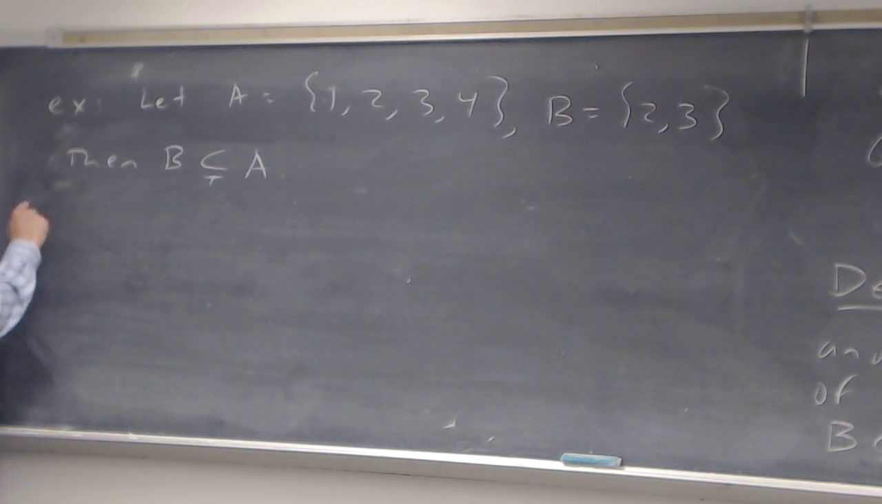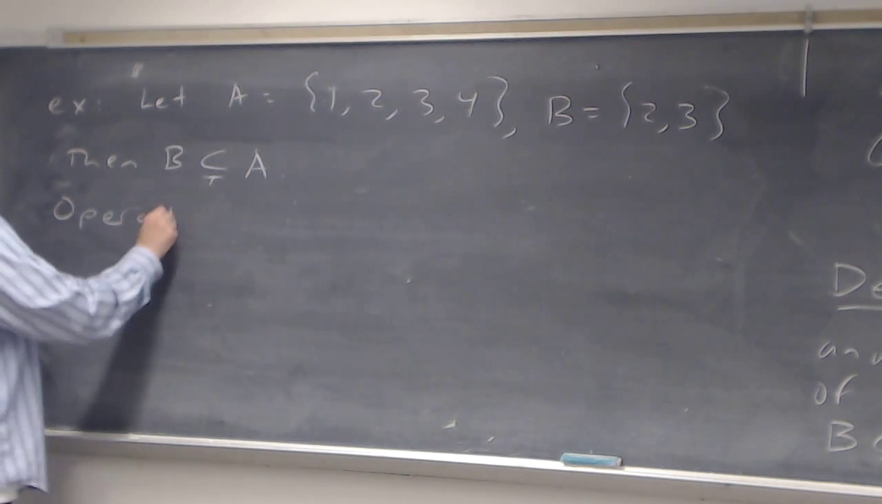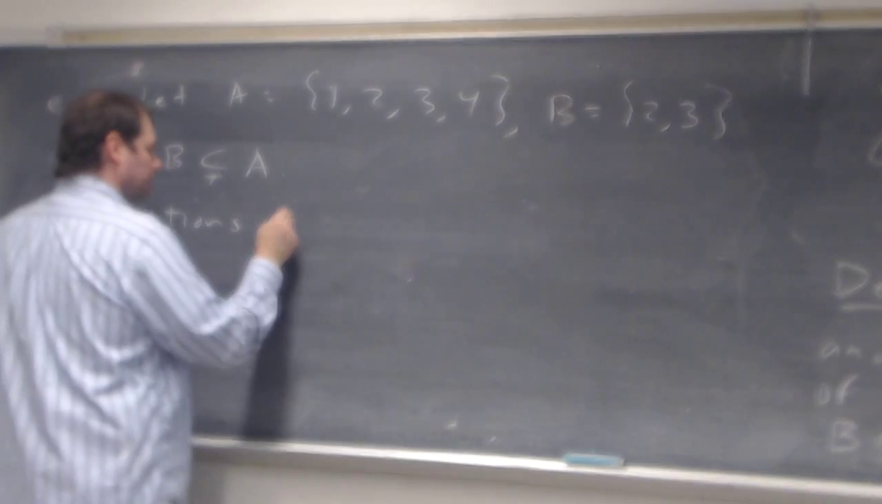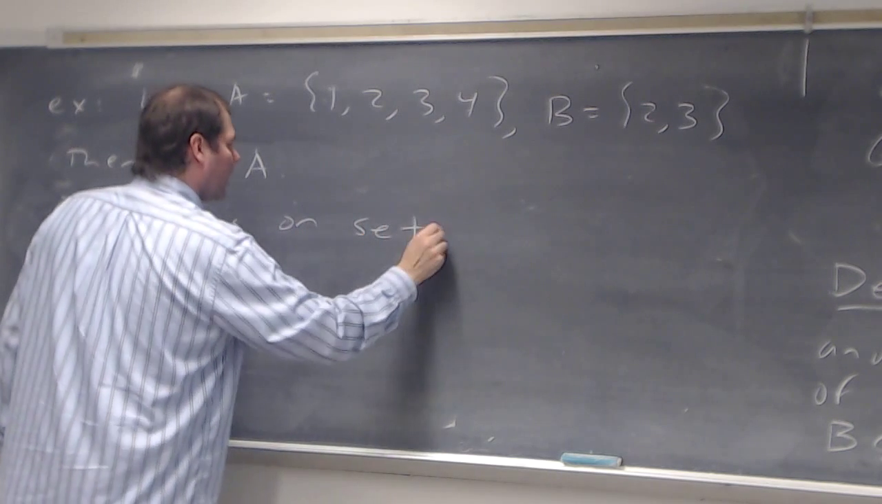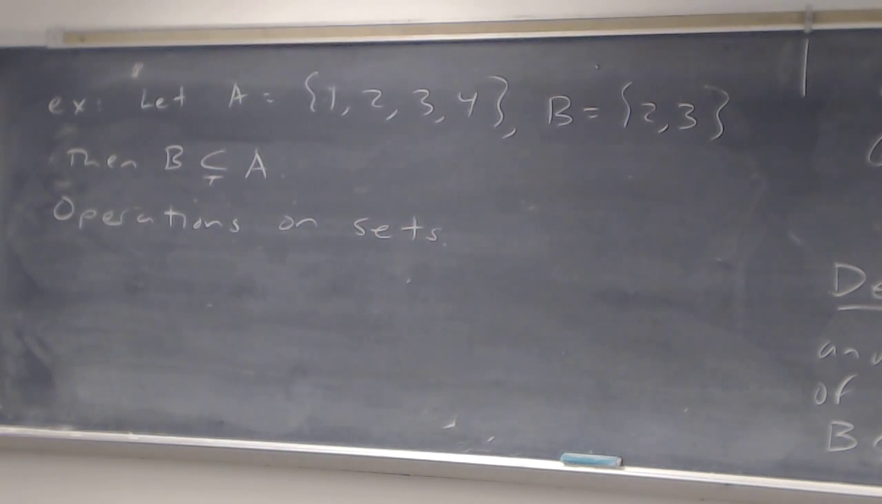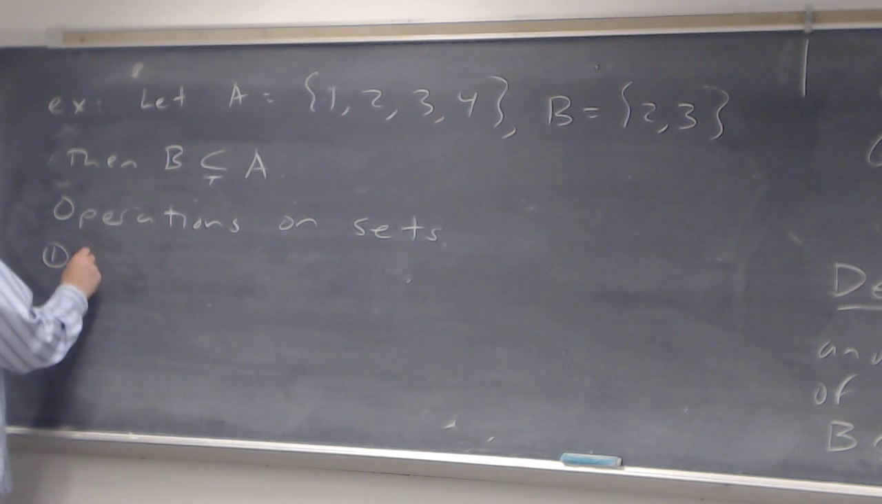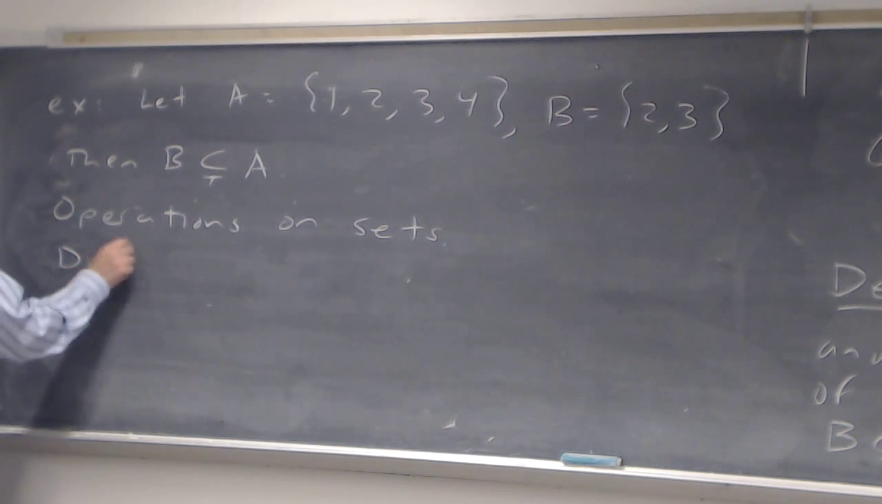The next thing I want to talk about is operations on sets. So when we talk about operations, we're talking about things that we can do between sets. And the first operation I want to talk about is that of intersection. So here's a definition.